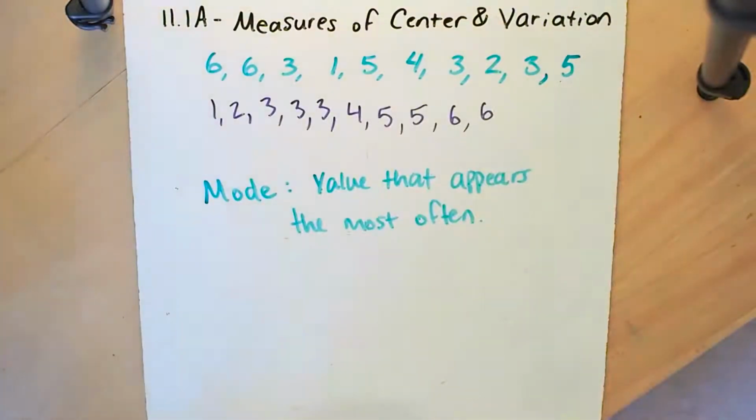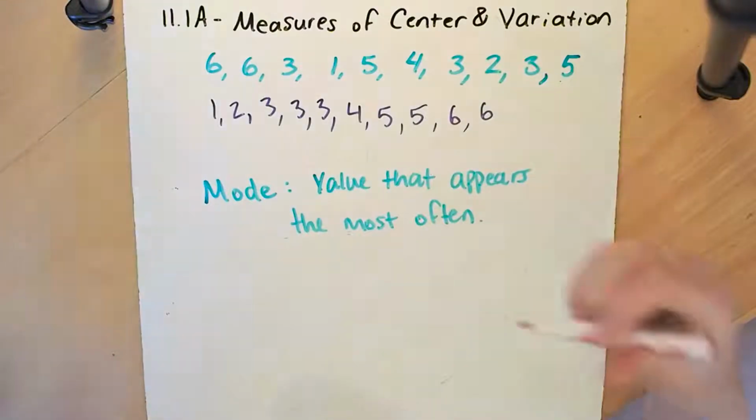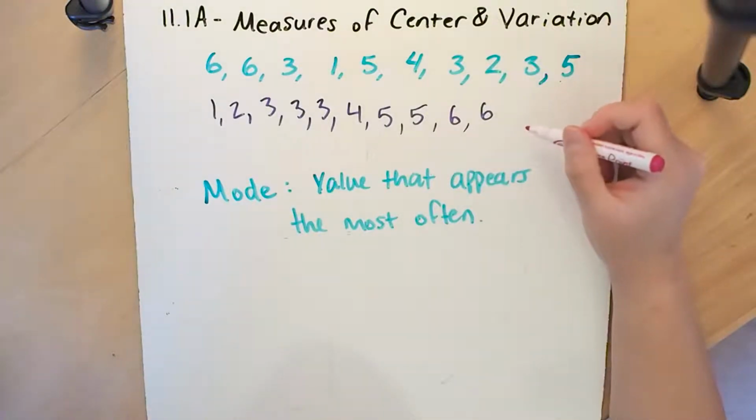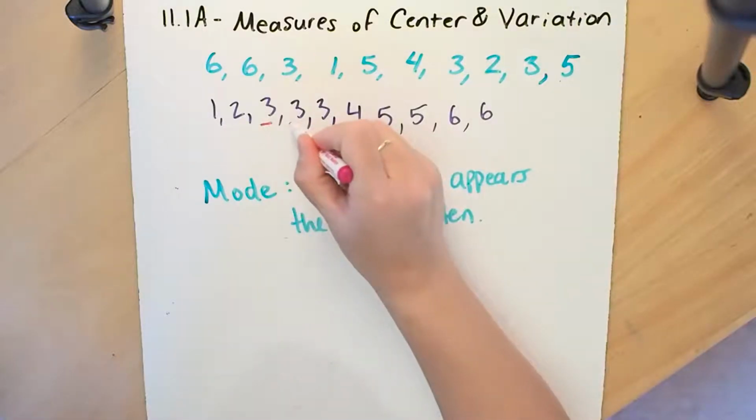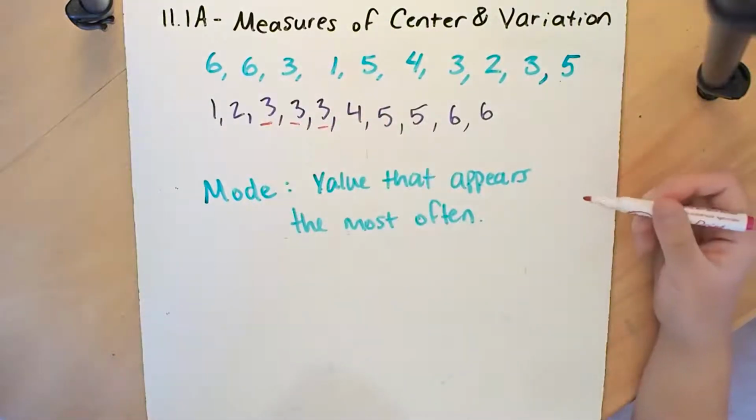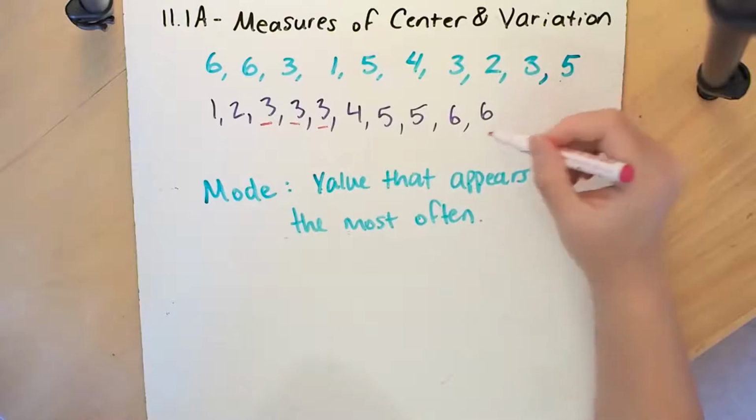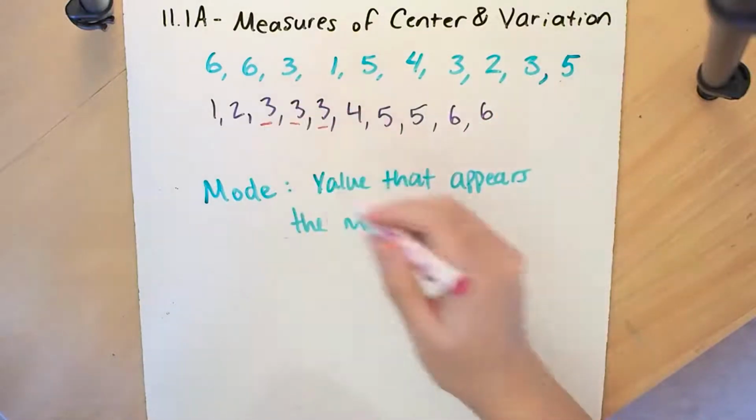When we talk about the mode, we're talking about the number that appears the most times in the data set. So in this data set, our mode would be 3, because 3 appears the most out of any of the other values in the data set. 6 only appears twice, 5 only appears twice, 3 is our mode.